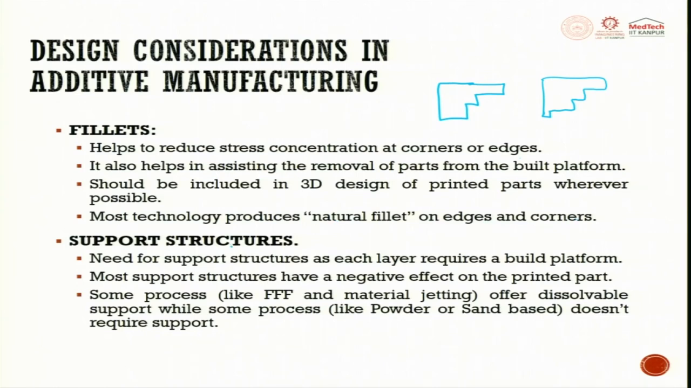Support structure is always given to support the overhanging parts, as each layer requires a build platform. Most support structures have a negative effect on the printed part. Once it is supported, it does not. Some processes offer dissolvable support while some processes do not require support at all. So, you will always look for whether there is a need for support structure, whether there is a need for fillet, and then we start doing it.